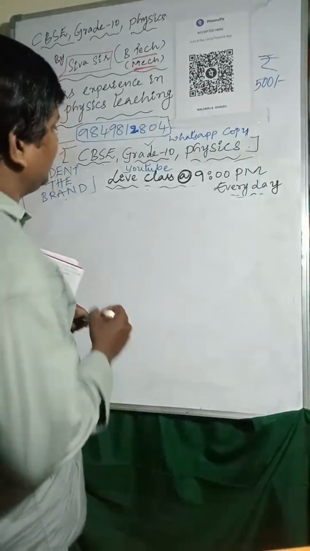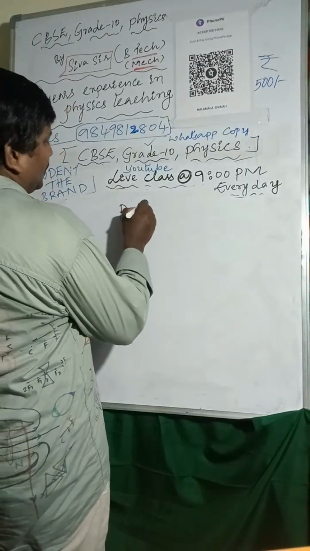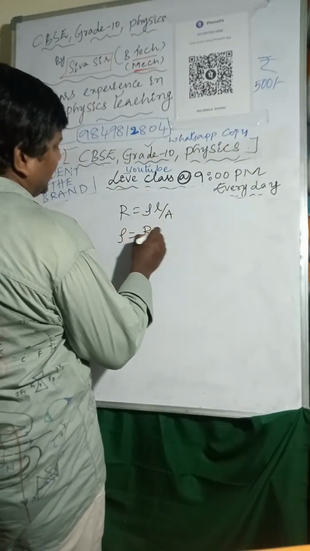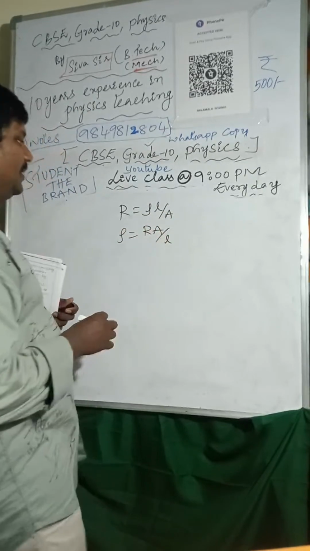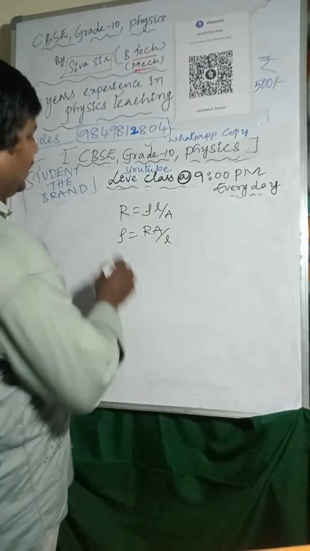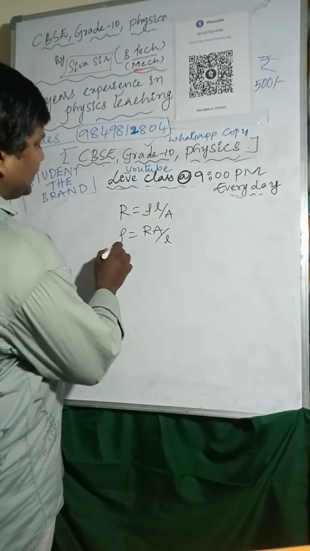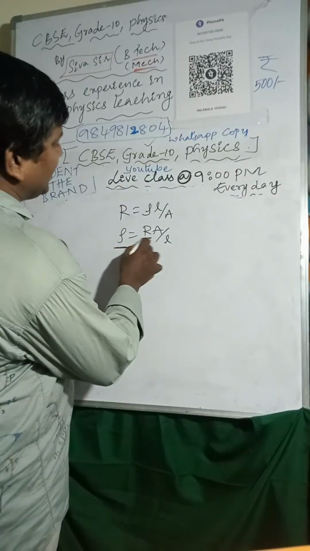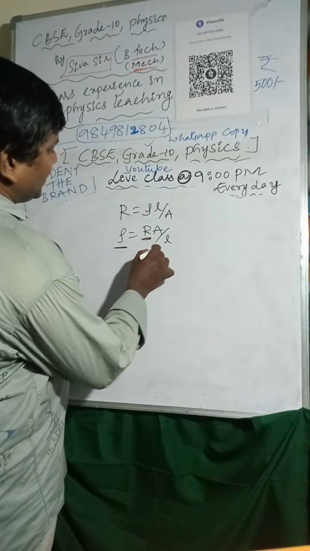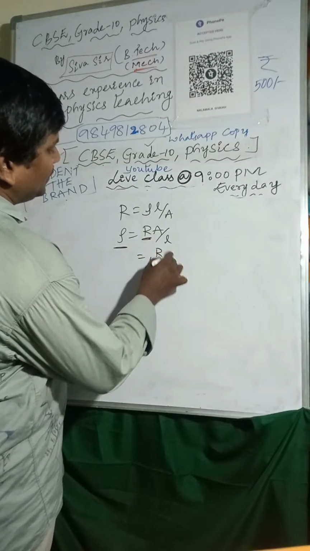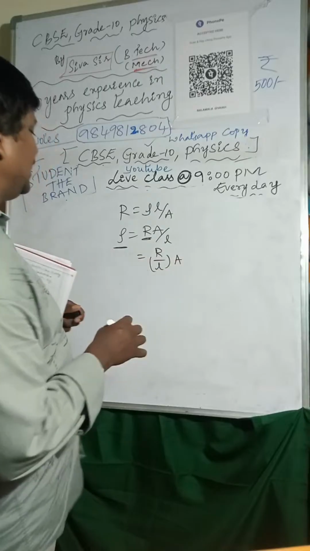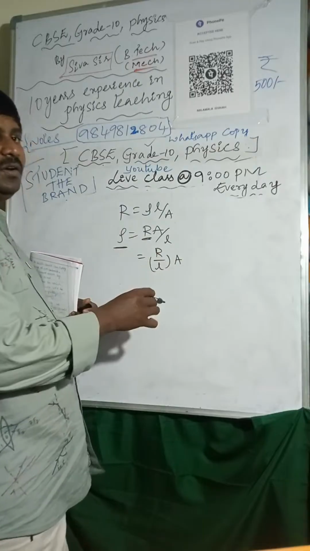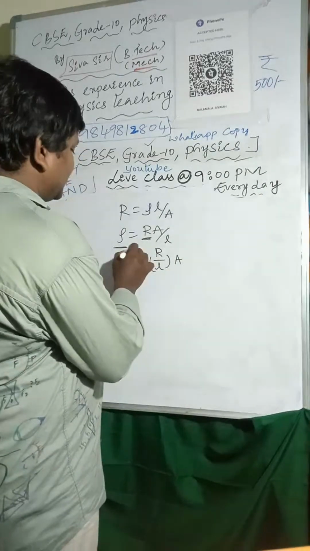I am considering R equal to rho L by A. So rho equal to RA by L. So resistivity is equal to the resistance of the conductor, R by L into A. So resistance of the conductor per unit length and unit cross-section area, that is nothing but resistivity.